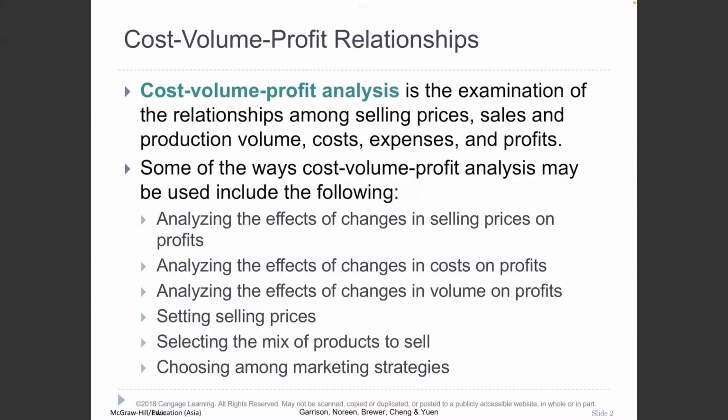Cost volume profit analysis is a technique where you can see how selling price, sales, the volumes of your production, the volumes of sales, the costs that you incurred, the expenses, and how that would affect the profit. You will see how these three elements influence each other. So these are the ways where cost volume profit analysis can be used.